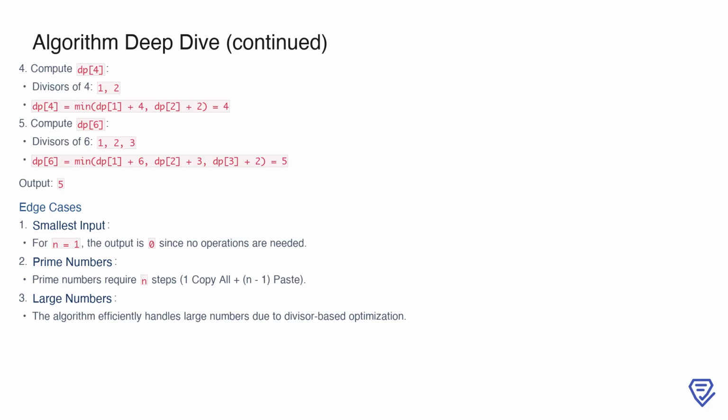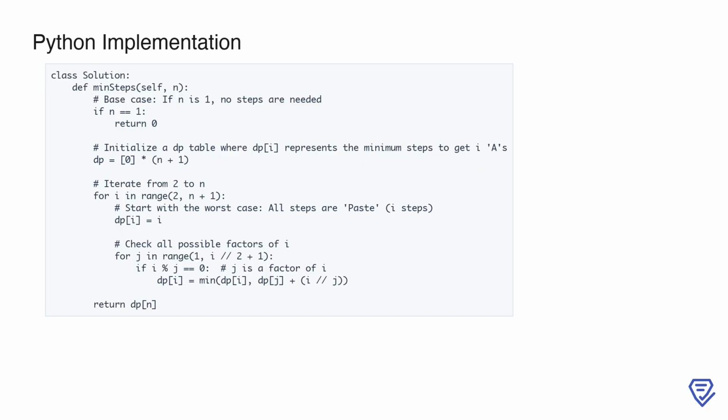Finally, let's consider edge cases. For n equals 1, no operations are needed, so the output is 0. For prime numbers, the number of steps equals n because we must copy all once and paste n minus 1 times. For large numbers, the algorithm remains efficient due to the divisor-based optimization, ensuring it scales well even for high values of n. This implementation solves LeetCode problem number 650, 2 Keys Keyboard, using a dynamic programming approach.